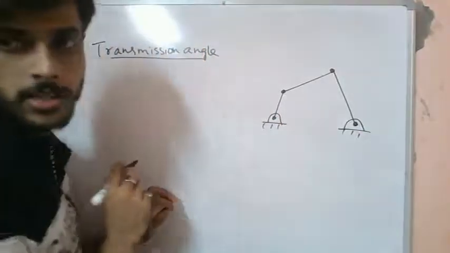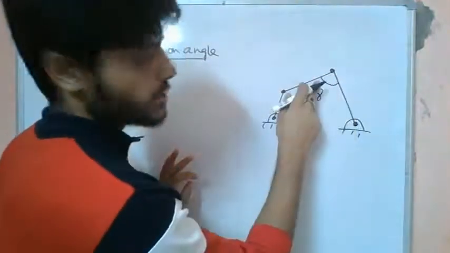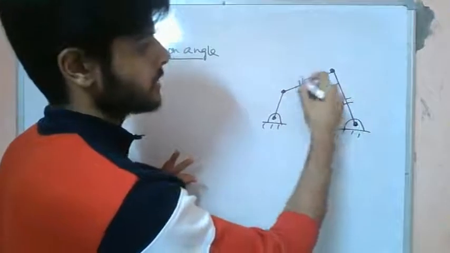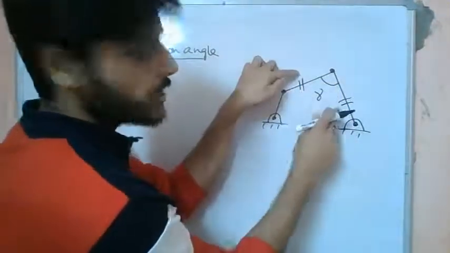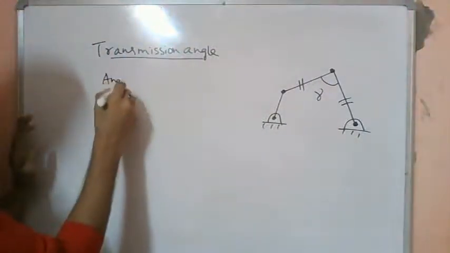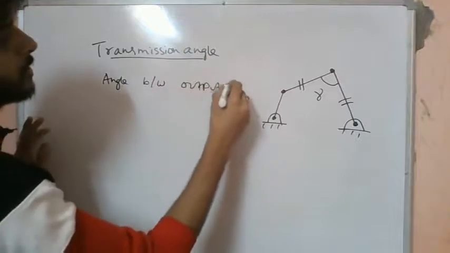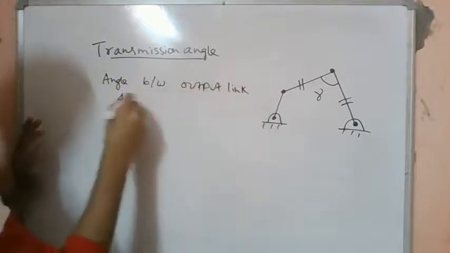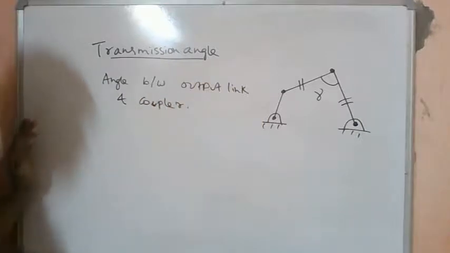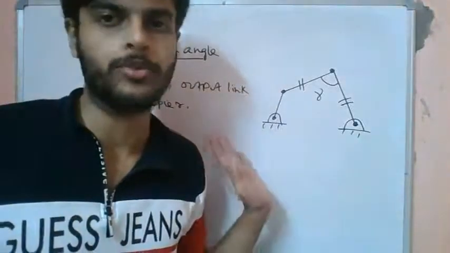The transmission angle is the angle between the output link and the coupler. So transmission angle is the angle between the output link, this is the output link, and the coupler. This is what we call the transmission angle. This transmission angle can be found out geometrically for most of the 4-bar mechanisms.